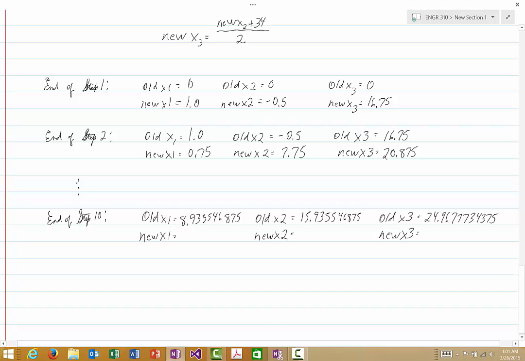The new values are 8.9677734375, 15.96777734375, and finally 24.98388671875.